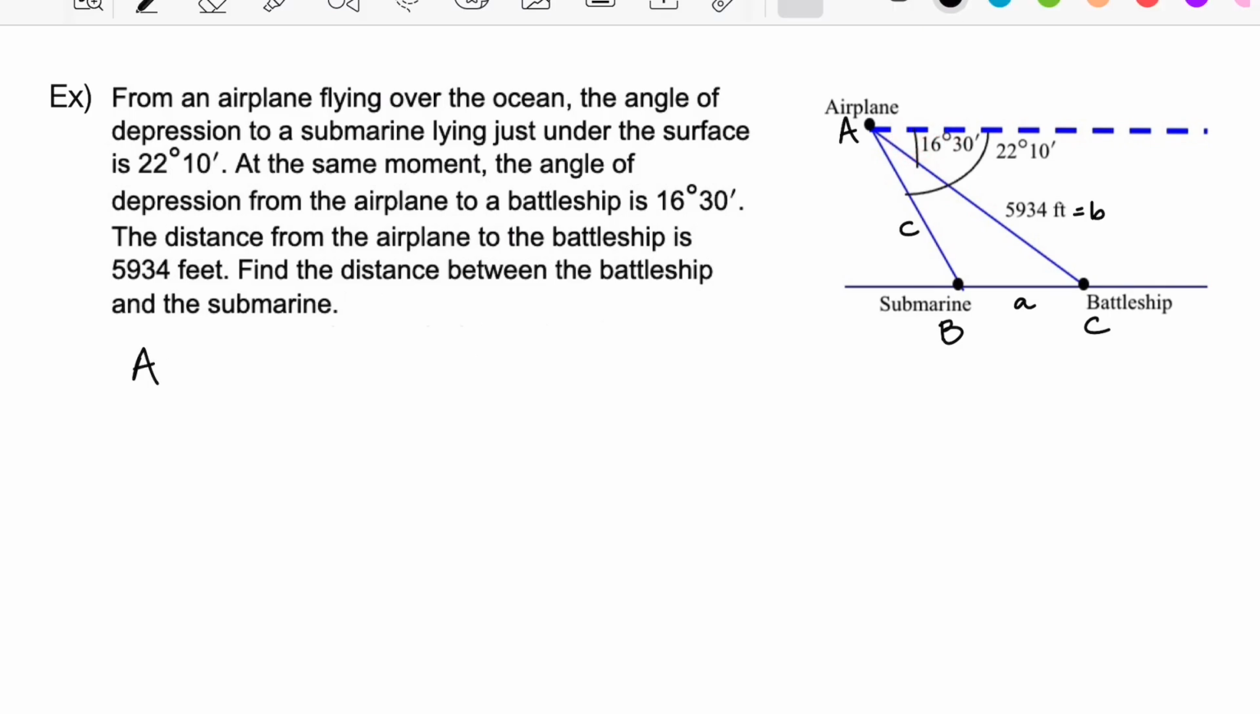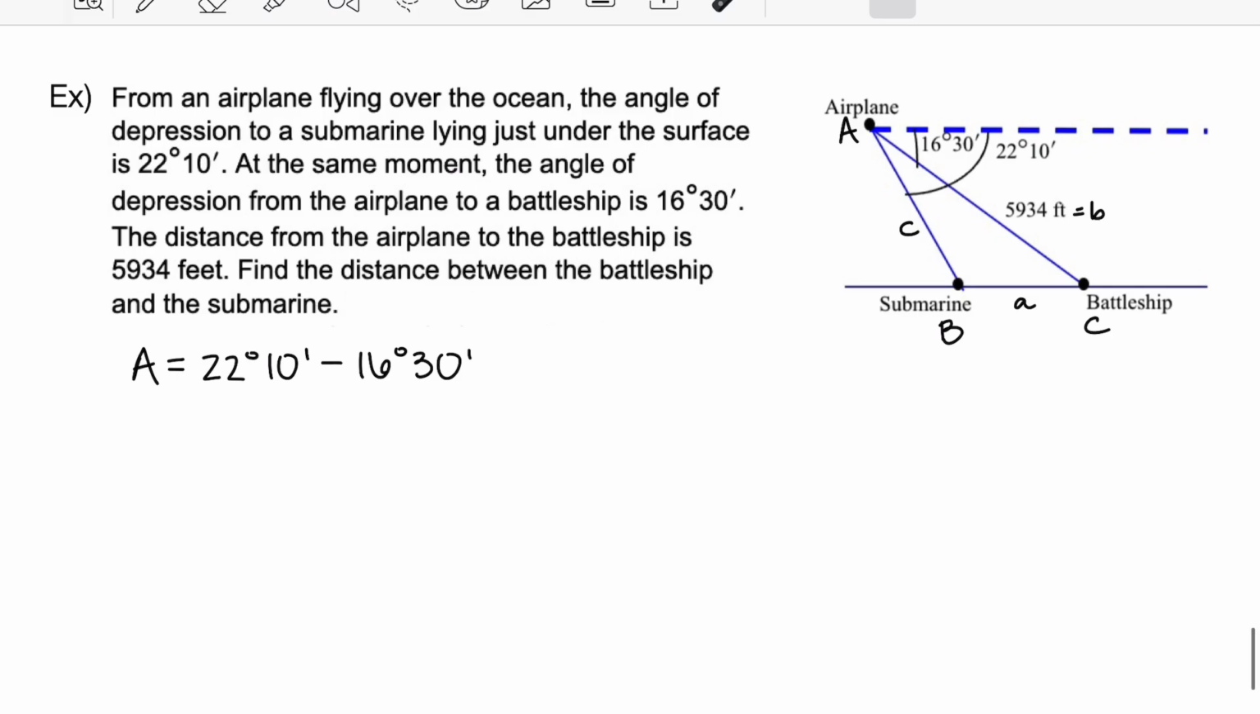So what I mean is our angle A is going to be this here minus this angle here. And then this will be 22 degrees and 10 minutes, and then 16 degrees and 30 minutes. So we'll keep this notation here using our minutes.